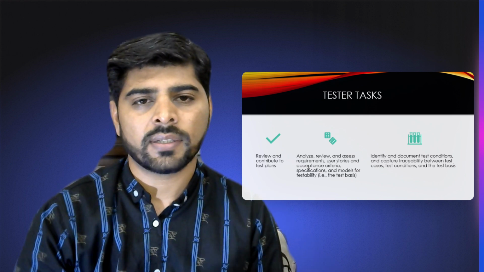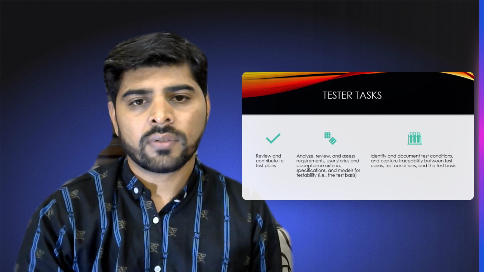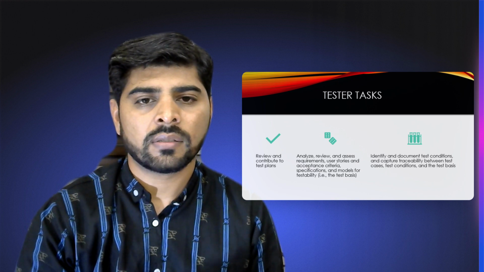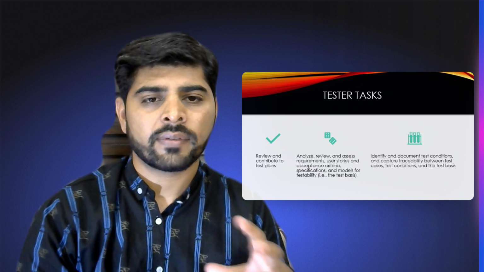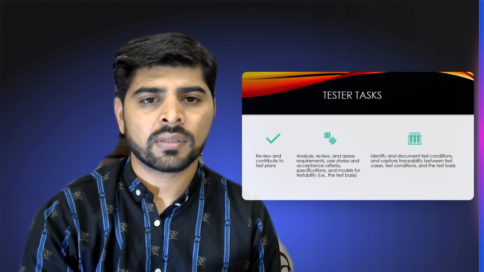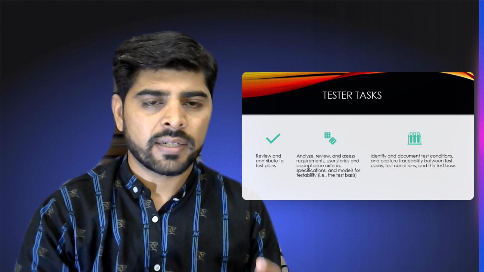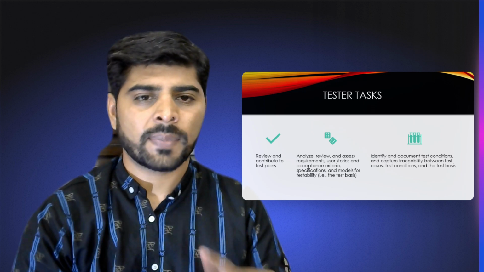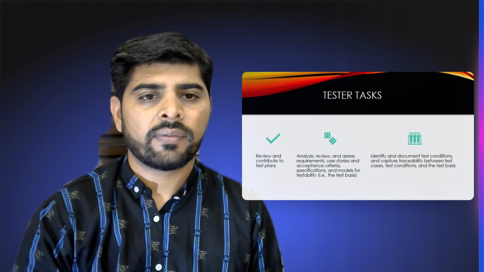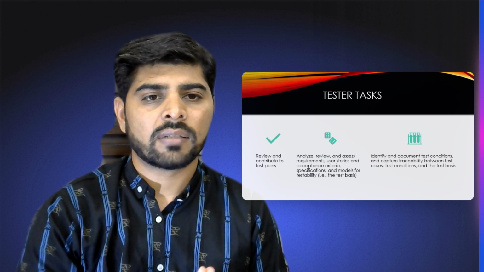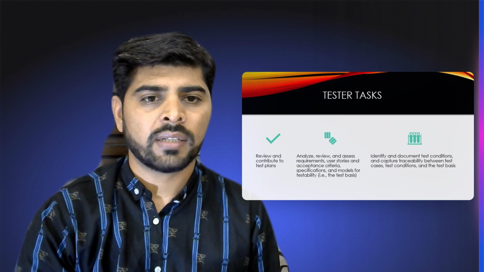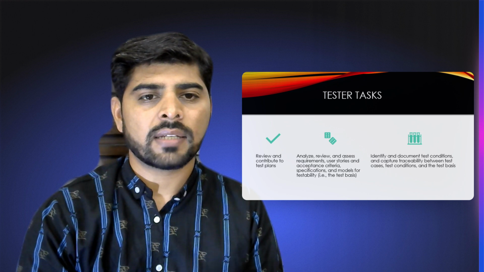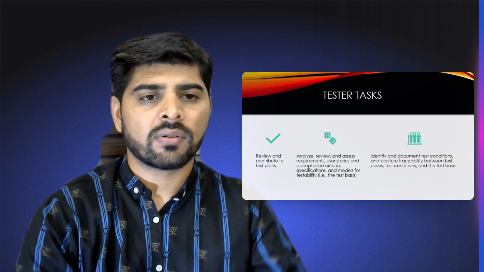The tester reviews and contributes to the test plan, analyzing and reviewing the requirements and user stories, and whatever is written in the user story. They review and study the acceptance criteria and the exit criteria, and prepare the test plan. They identify and document the test conditions. They also study traceability, developing the traceability between test cases, test basis, and so on.